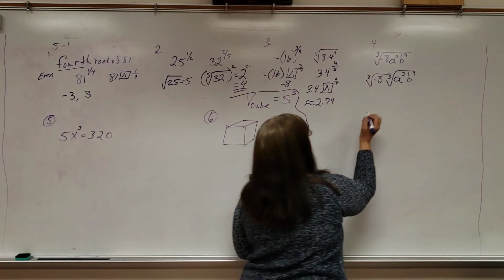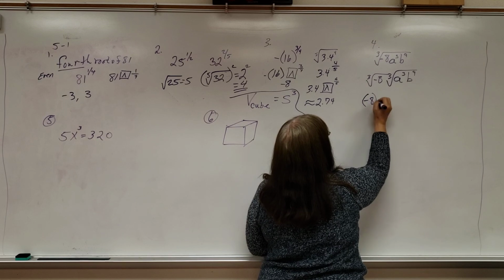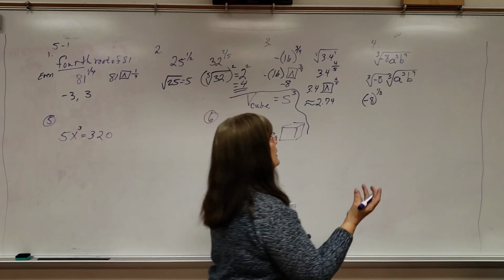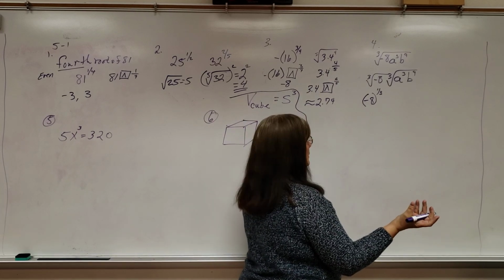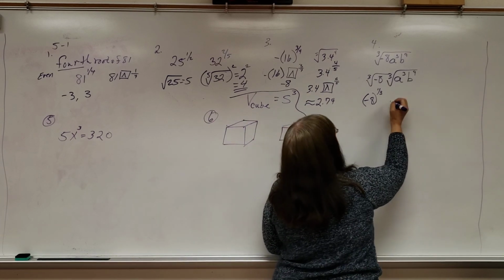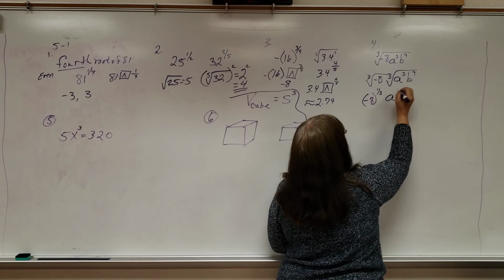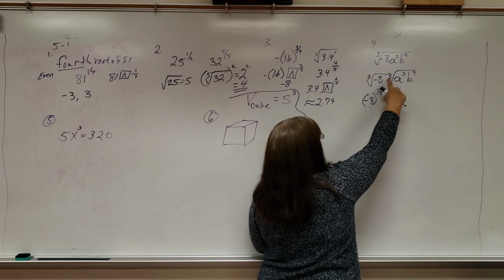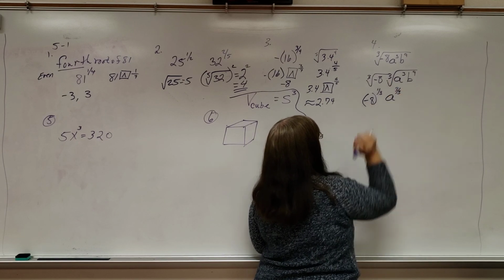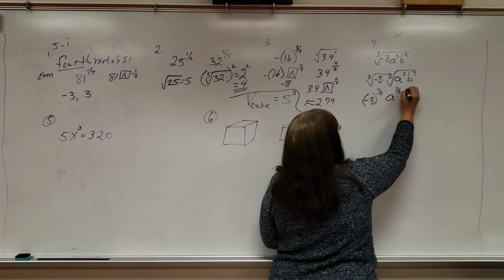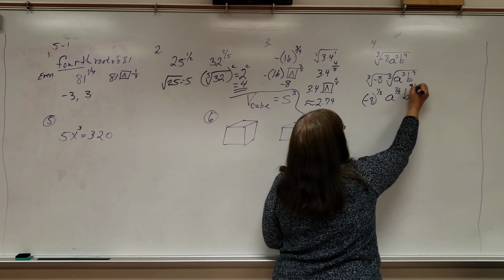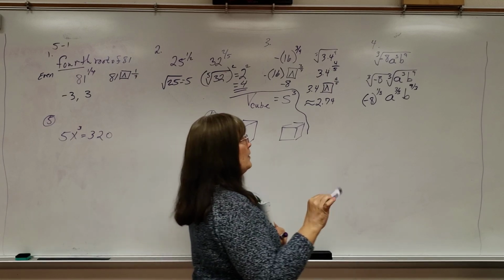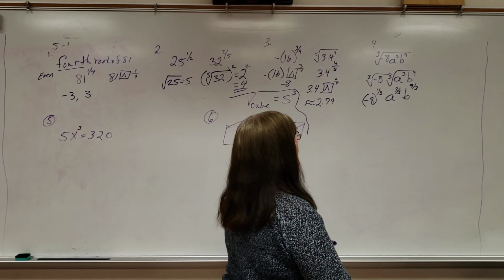So in this case, I'm going to get negative 8 to the 1/3. This is okay because it's a cube. It's an odd number. Then I end up with a to the 3 divided by 3. This is the root. This is the exponent. And then we have b to the 9 over 3. Again, first on the top is the exponent, and then the root is on the bottom.